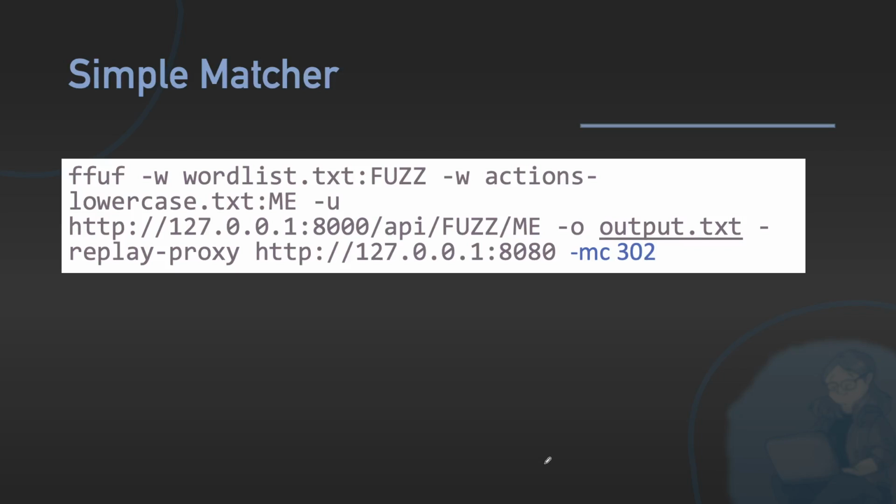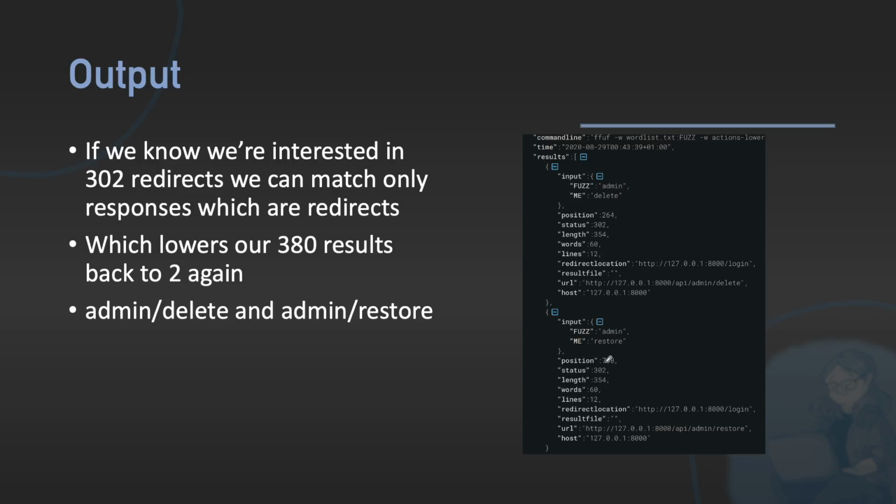And another option here is using the matcher for a 302 error. We're only interested in our 302 redirects because that means that we haven't got permission to view something, because it will redirect us to the home screen. And if we know that, we can see the same, right? We're still seeing, because they're both 302 statuses, that has limited our 380 results to just 2 again. So our admin delete and admin restore, the ones worth looking into. That might tell us, okay, so there's an admin panel, I want to gain access to that, and here's some of the endpoints I can look for.